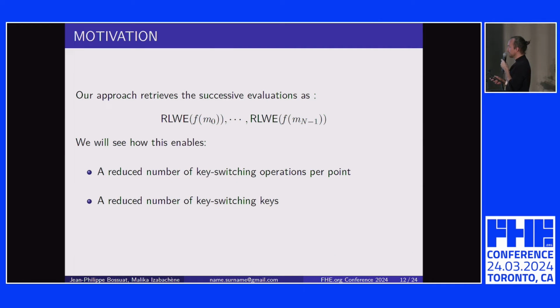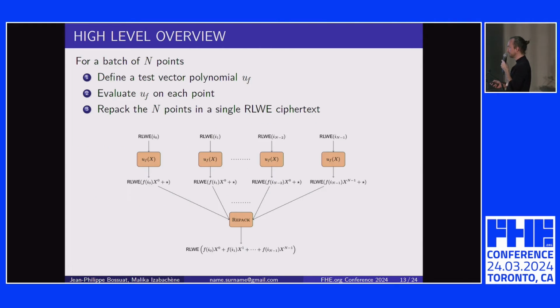Our proposal is, do we actually need to retrieve the result at the exponent? And what would it change? Because if we don't, we can have a reduced number of key switching operations and also a reduced number of key switching keys. And we'll see what implication it has.